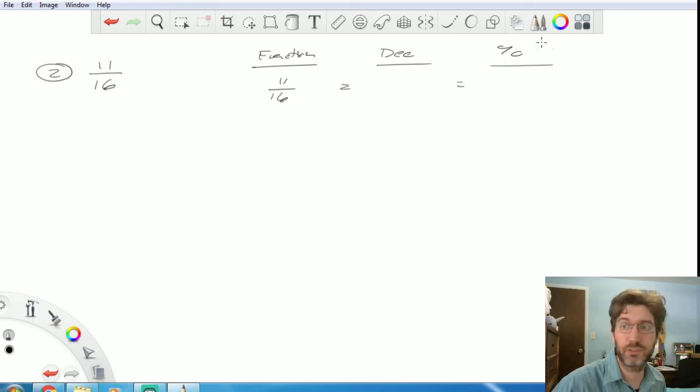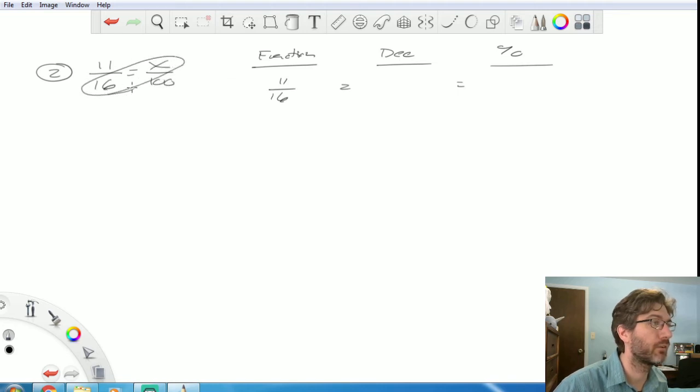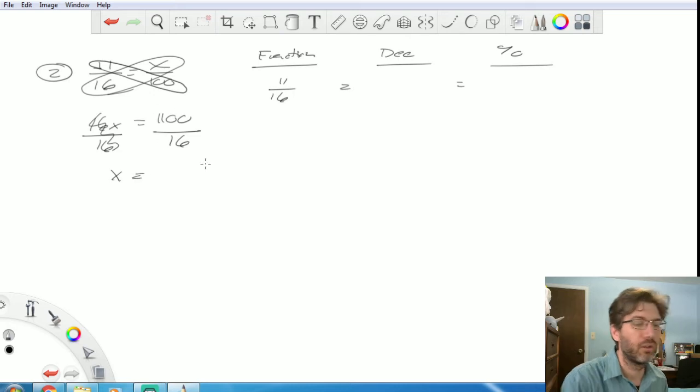To get the percent, you're going to cross multiply, put 100 on the bottom, put x on top. 16 times x is 16x. 11 times 100 is 1100. Divide that by 16, divide this by 16. 16s will cancel, leave you x. 1100 divided by 16 is giving me 68.75, so that's my percent.